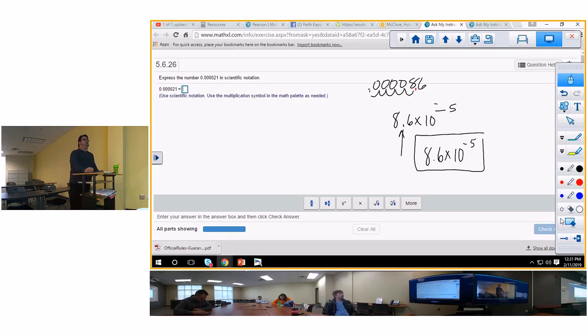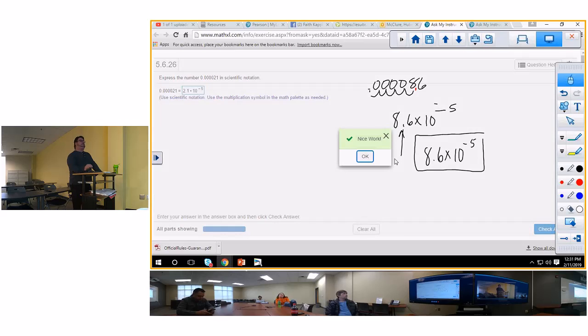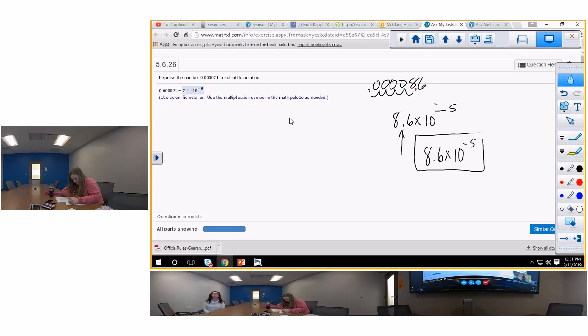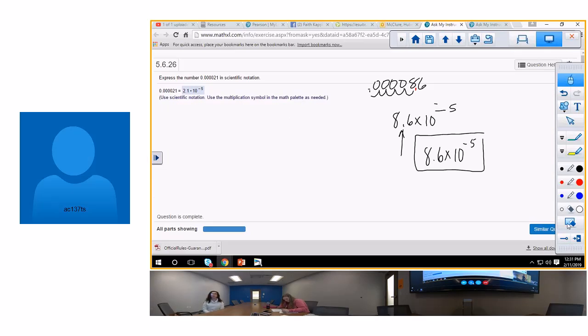So that's going to be the same thing, 2.1 shift 8, 10 to the negative 5. Everybody with me? Shift up, negative 5. Now let's see if we're right. That's it. They don't want an X. They want shift 8, which is your asterisk. Okay. We're good? All right, next one.